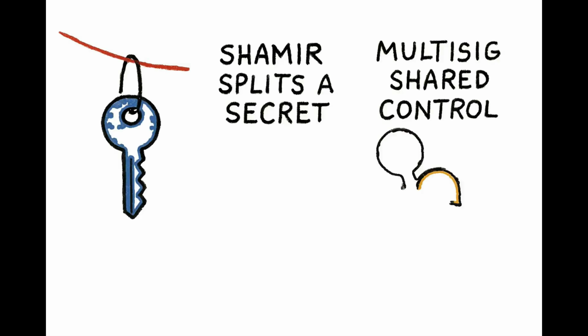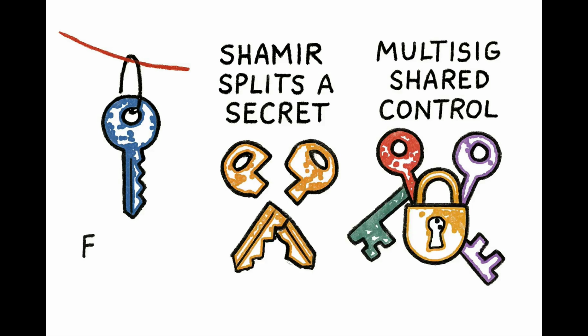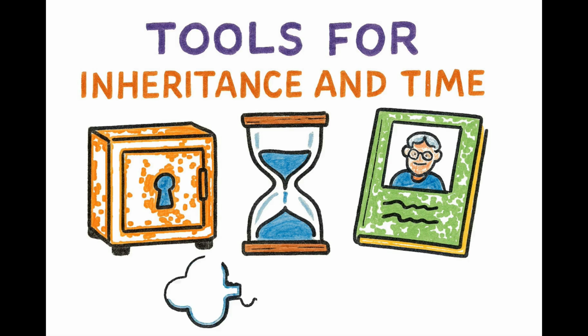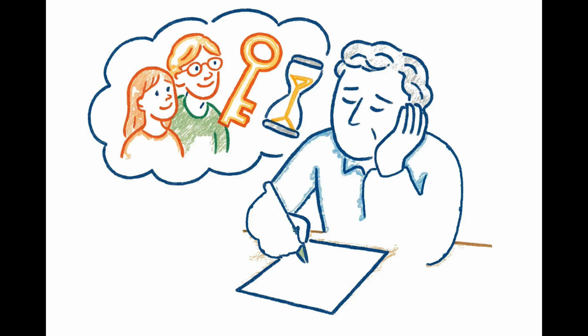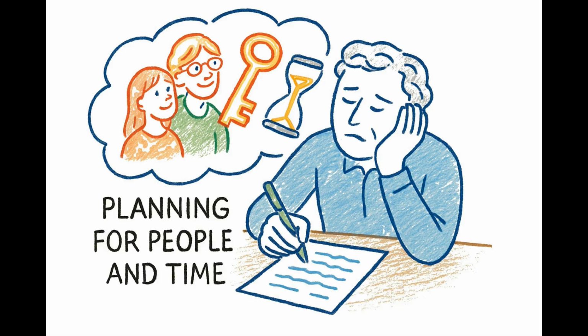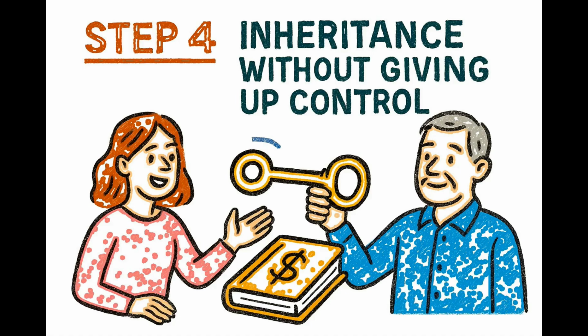So far, we've seen why single keys are fragile, how Shamir splits a secret, and how Multisig replaces it with shared control. Now let's look at the tools that solve long-term problems, like inheritance and time itself. With that foundation in place, we can talk about the hardest part of ownership, planning for people and time. Step 4. Inheritance without giving up control.